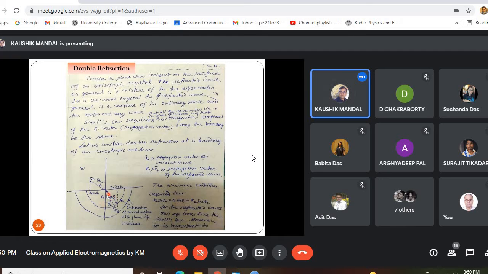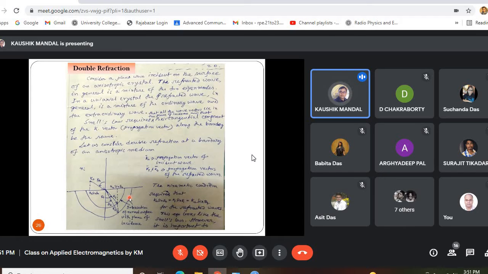Now we see that in this case it looks like k1 sin theta 1 equals k2 sin theta 2, but this k1 and k2 are not constant. It depends on the direction of propagation, because if these two concentric surfaces are spheres, then k is constant for any direction of propagation. But what about if the corresponding surface is an ellipsoid?